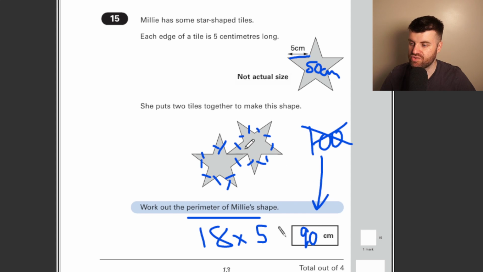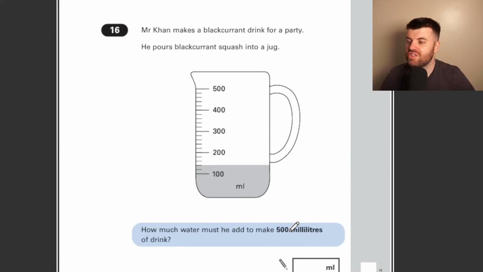Look, less than 100 because we lost these 2 sides. A quick method would be 2 times 5 is 10. We lost 10 centimeters of perimeter. Take away 10 from 100. You would have also got to the right answer.